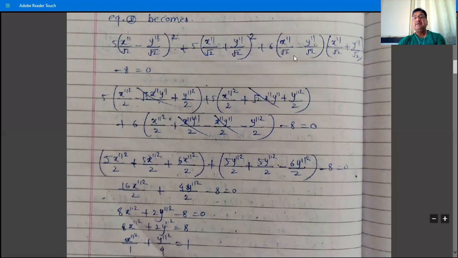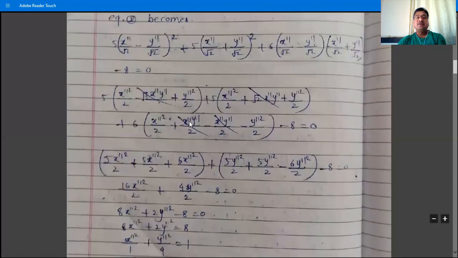Then plus 6. The multiplication of these two brackets gives us 4 terms. What are they? This into this is x double dash square by 2. Then this into this, x double dash by 2 into y double dash by 2, is x double dash y double dash divided by 2. Then this term into this term is minus x double dash y double dash by 2, and the last term is minus y double dash square by 2. This is minus y double dash square, minus 8 is equal to 0.